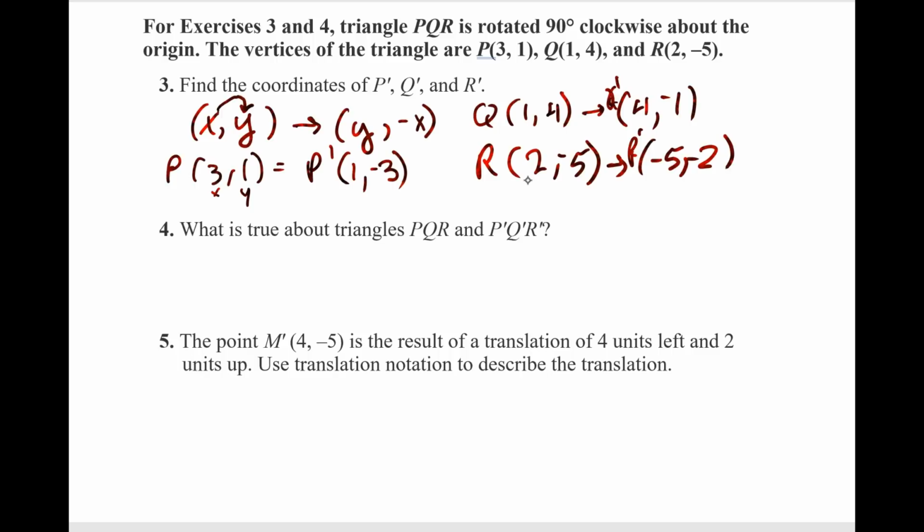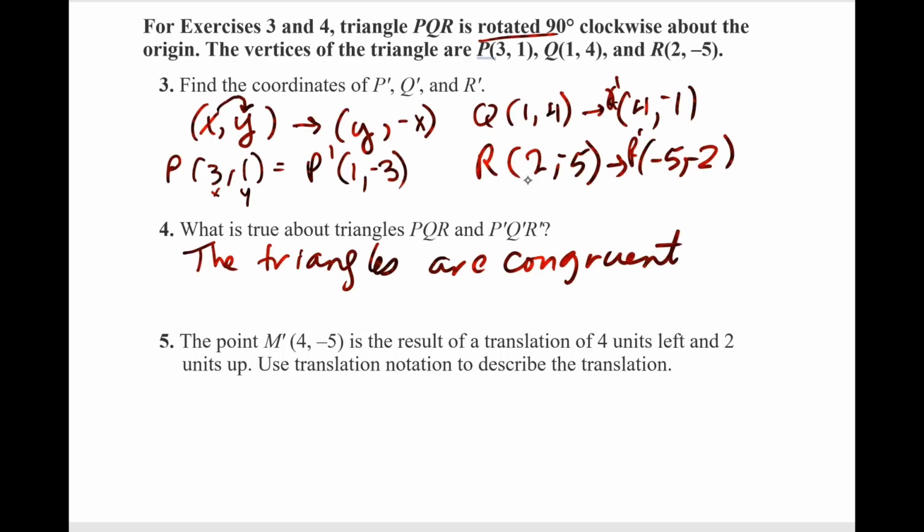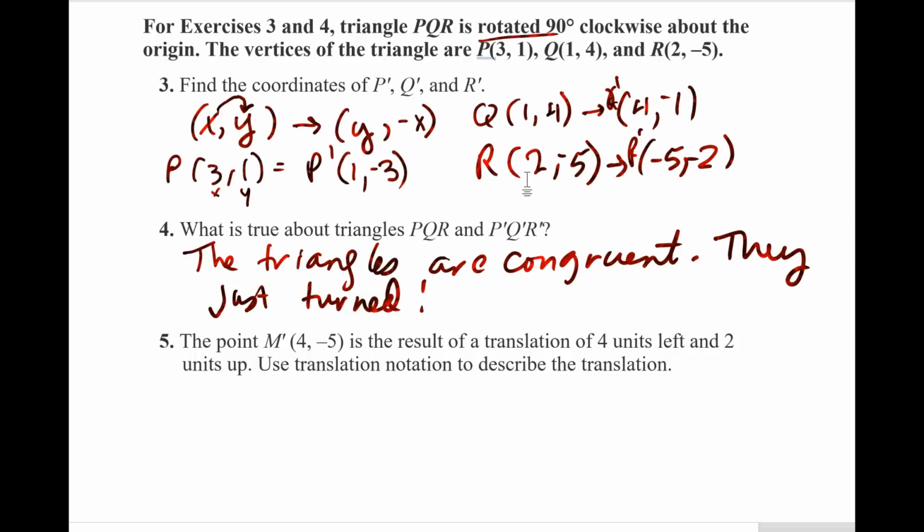What is true about the triangles PQR and P prime, Q prime, R prime? If it is a rotation, that means the triangles are congruent. We didn't change the size. They just turned. That's it.